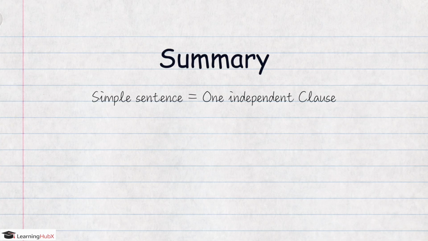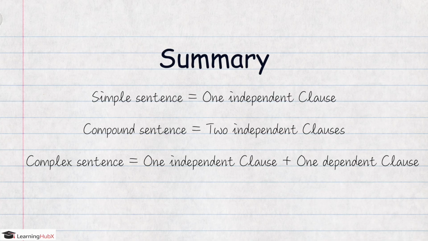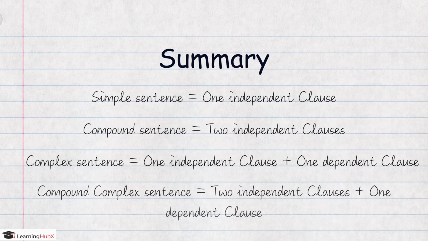To recap, simple sentence equals 1 independent clause. Compound sentence equals 2 independent clauses. Complex sentence equals 1 independent clause plus 1 dependent clause. Compound-complex sentence equals 2 independent clauses plus 1 dependent clause.